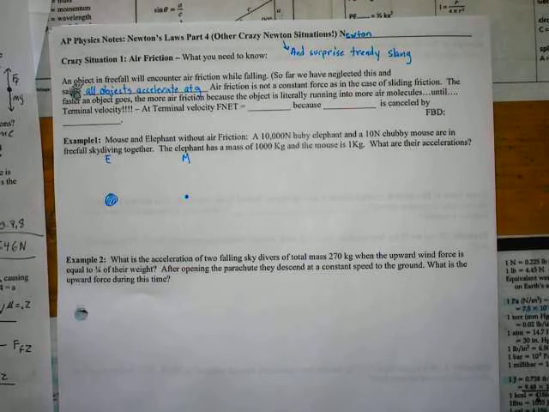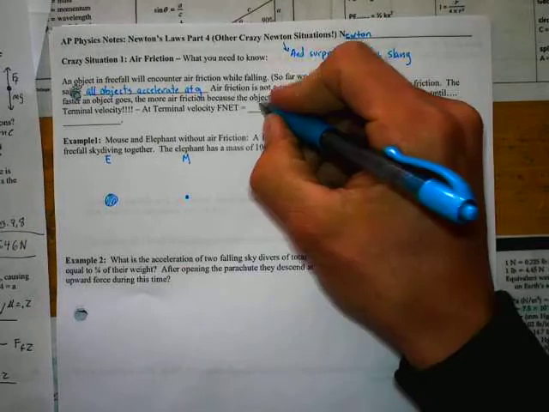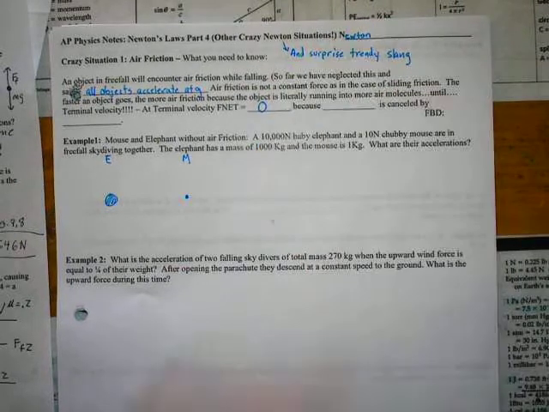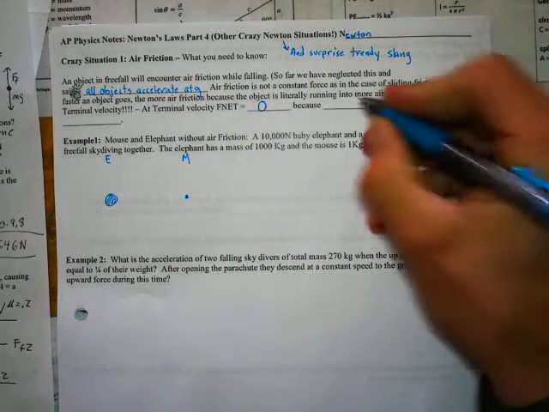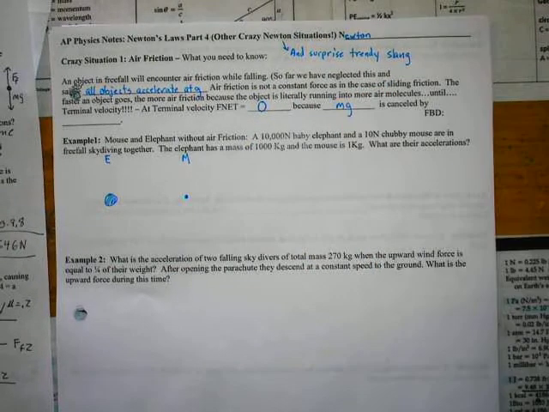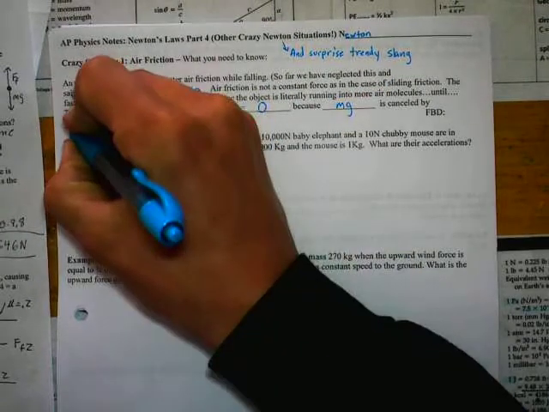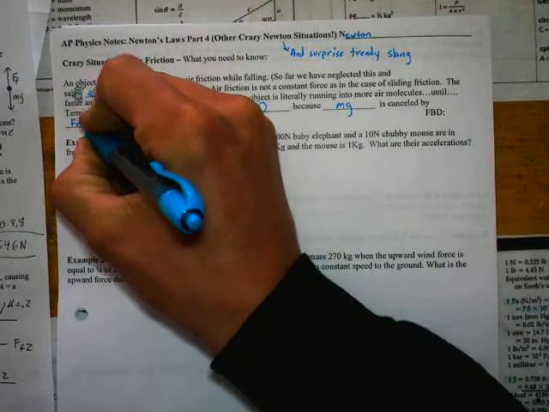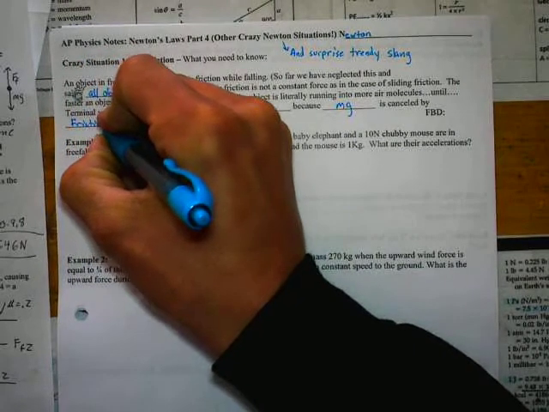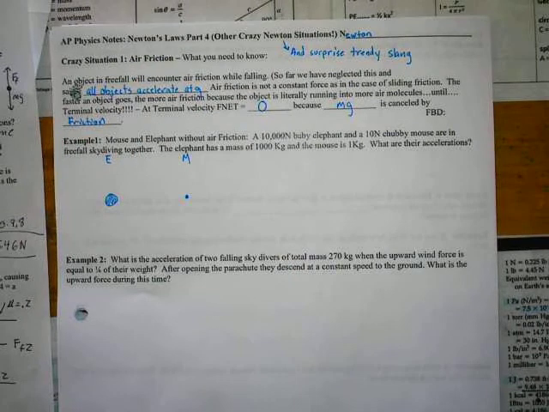Okay? So at terminal velocity, yes, Billy? What exactly happens at terminal velocity? Okay, at terminal velocity, F net equals zero, because mg is canceled out by friction. Okay, now what does that mean? What actually happens? Once something reaches terminal velocity, it will not accelerate anymore.